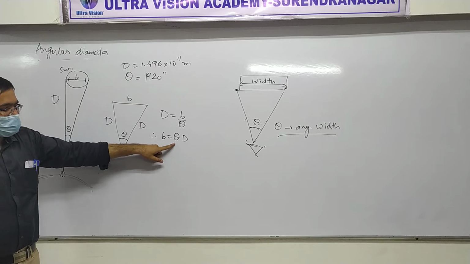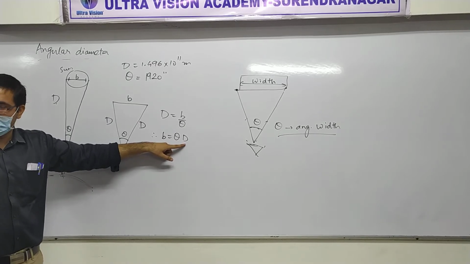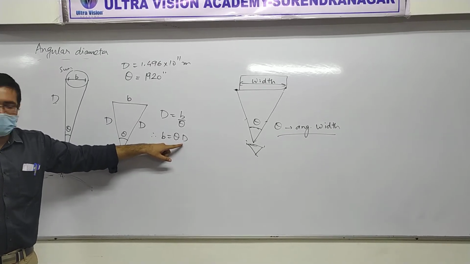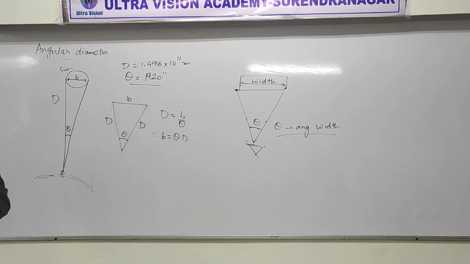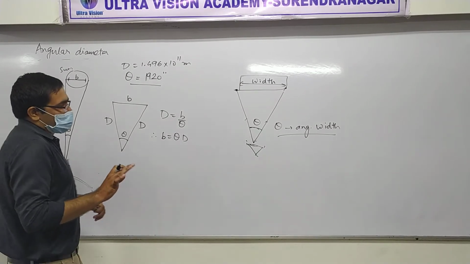Now what to do to get the answer? Do we have theta's value? Yes. D value? Yes. What to do then? Multiply. But one problem. This is theta in which unit? In seconds. What is the SI unit? Radian. You know how to convert from seconds to radian? Yes or no? Not so confident, everyone. You have two options.